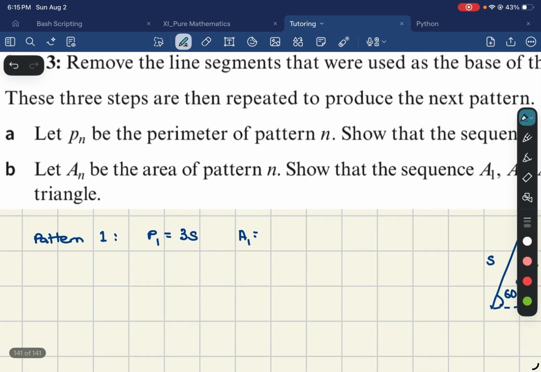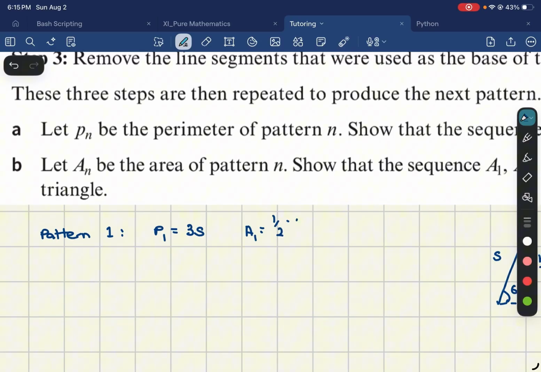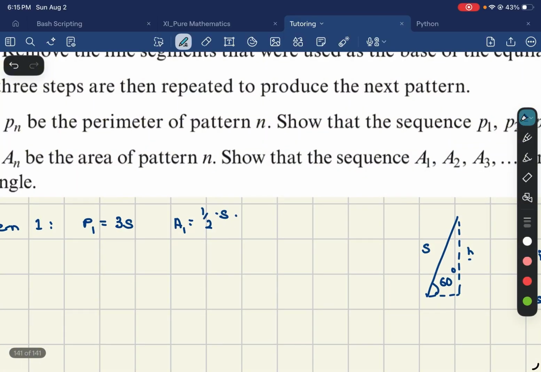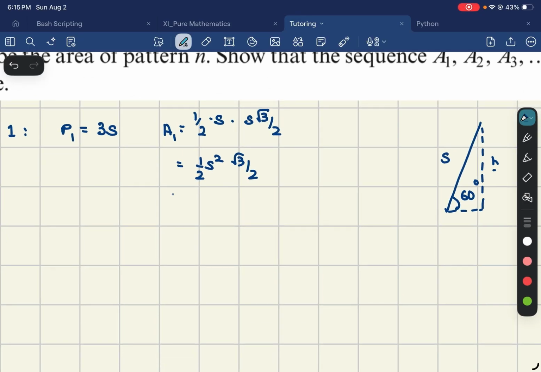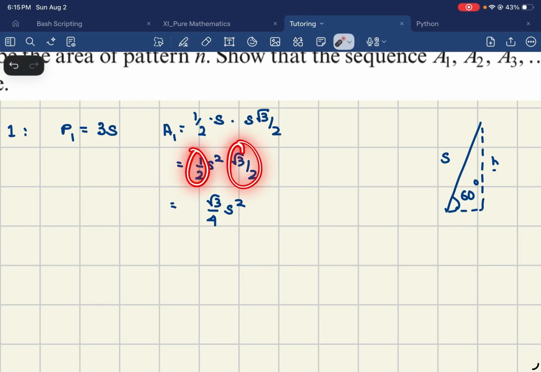All right, so what is the area? It's half. The base is S. What is the height? Well, the height we just found is S times root 3 over 2. So it's going to be half S squared times root 3 over 2. And we can rewrite this as root 3 over 4 S squared. All right, so it's root 3 over half times this times this is going to be root 3 over 4 times S squared.